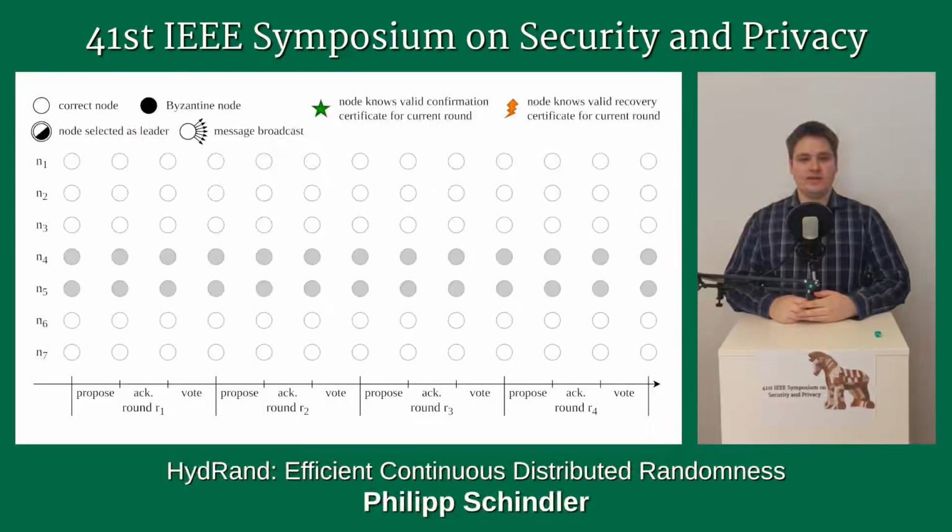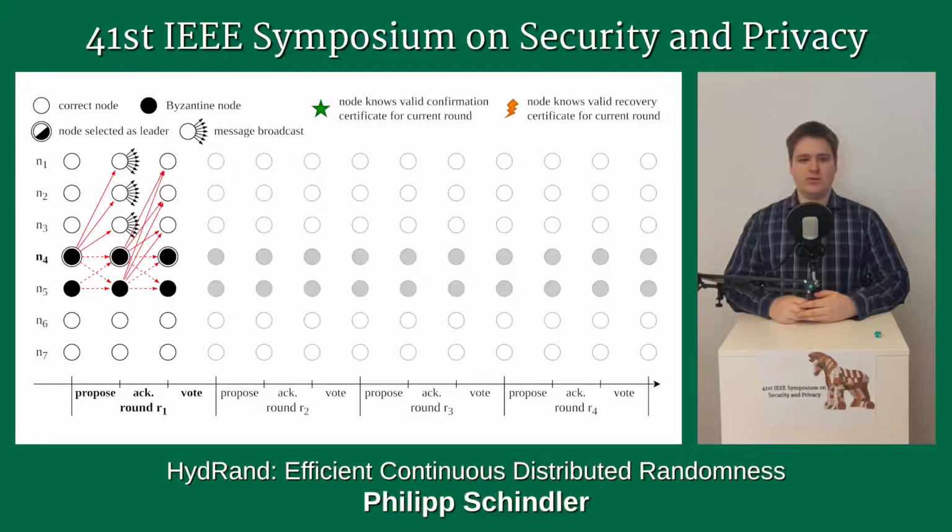To further demonstrate how the HydRand protocol handles different situations, I would like to walk you through an illustrative execution run. In round 1, the adversarial node 4 was selected as leader, and the adversary tries to attack the protocol by only selectively sending information to the honest nodes 1, 2, and 3. Therefore, the honest nodes which didn't receive any messages don't acknowledge the leader's proposal and vote for a recovery.